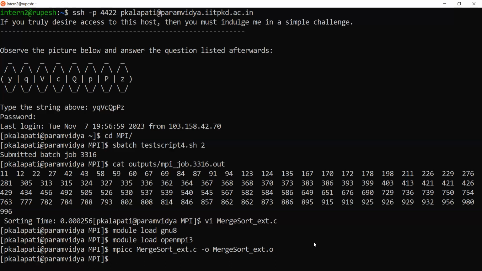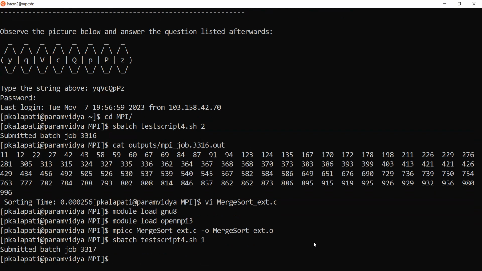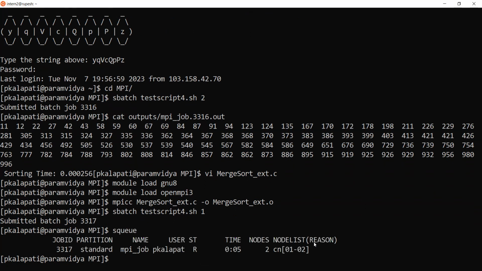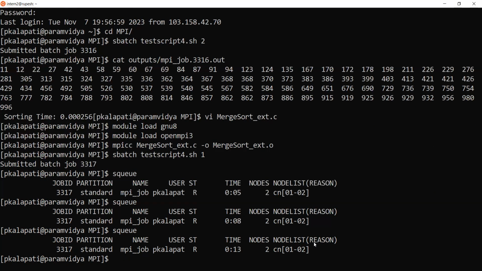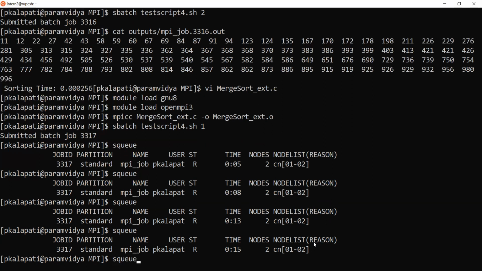Now I'm going to submit that job. sbatch test script. Okay, here we are going to solve this with the help of one process. Okay, squeue. It is still running, because the size of the problem is big, right? We are going to sort 10 power 9 elements.